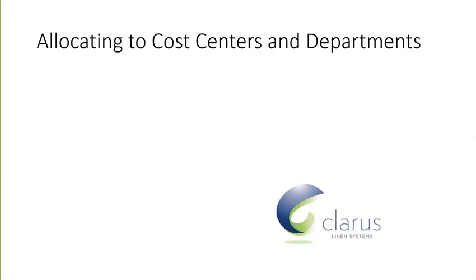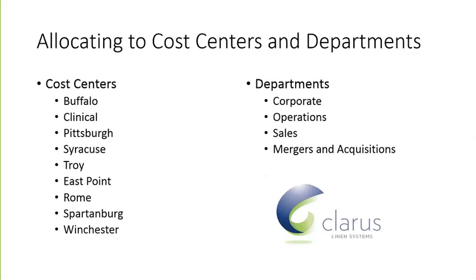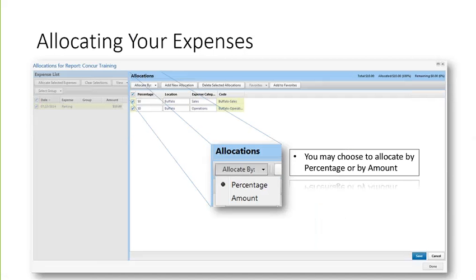You're also able to allocate to different cost centers and different departments in Concur. The cost centers that you're able to allocate to are all of our plants, and the departments are corporate, operations, sales, mergers and acquisitions. This is so if you were doing work for corporate, but also doing work for, for example, sales, you were able to allocate your dollar amounts to both corporate and sales. You're able to allocate by percentage or dollar amount, and you can edit each of those amounts.